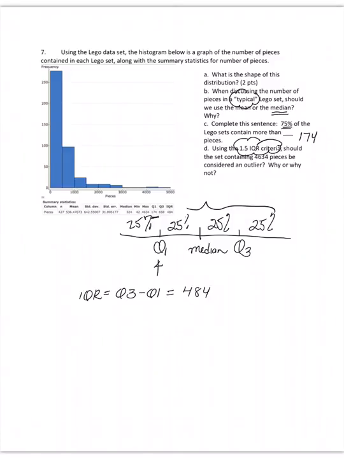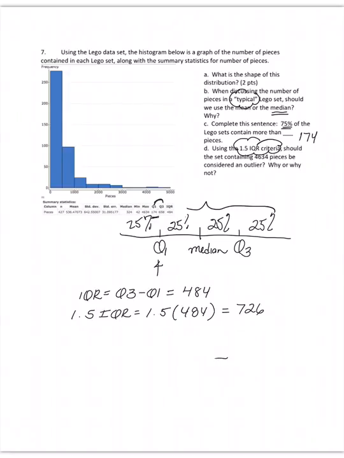But again, if we didn't know that, all we had to do was subtract Q1 from Q3, and that's how we get the IQR. Now we're going to take that and multiply it by 1.5. So that's going to be 1.5 times 484. And let's see what that is. So 1.5 times 484 is 726.